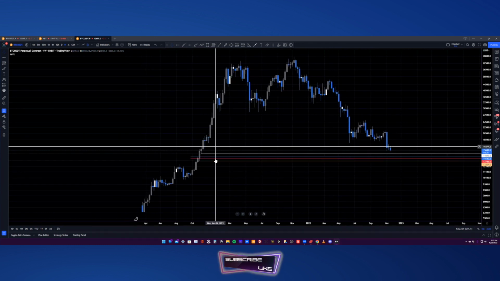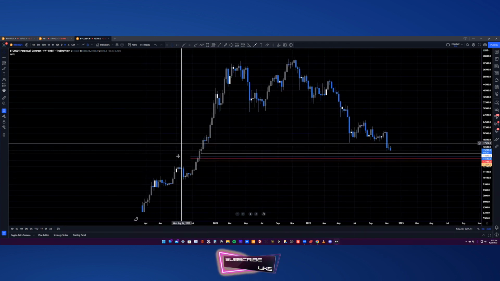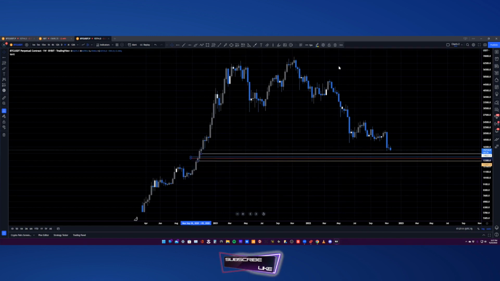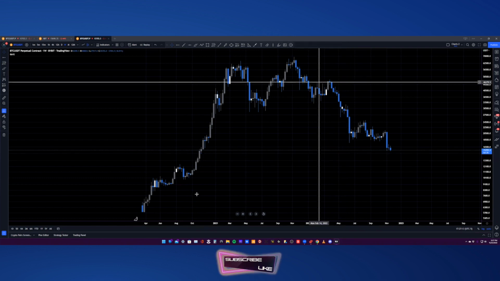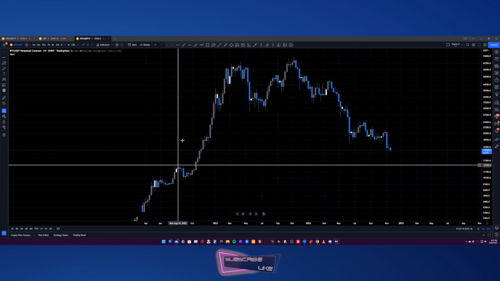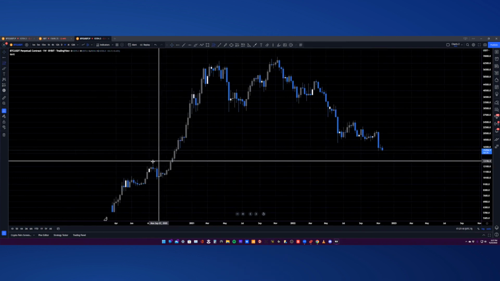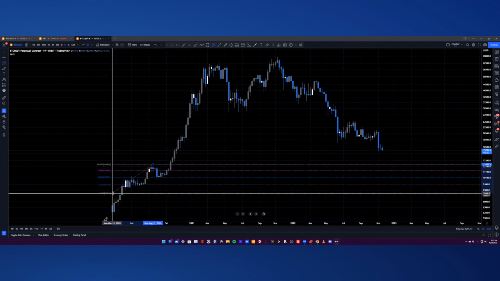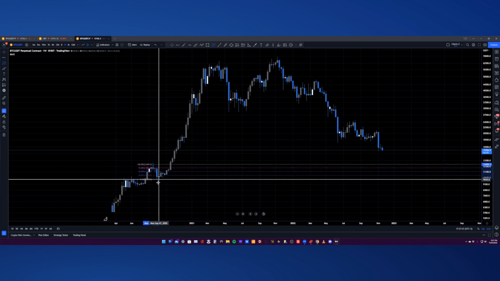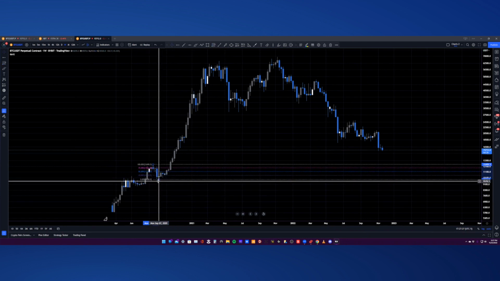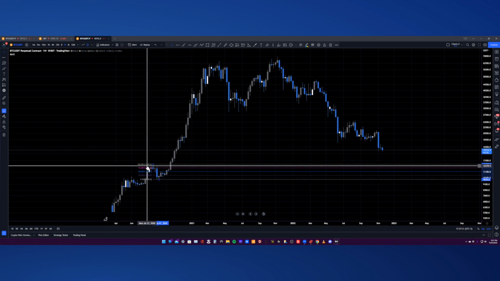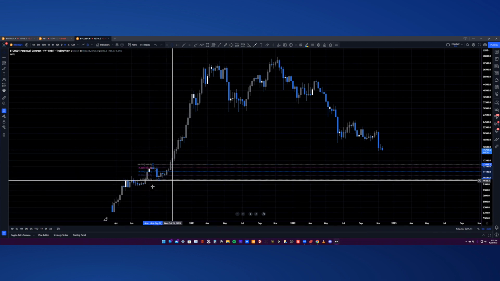Now, what I'm going to do is erase those for now. Let me just make them vanish. And then we see this as an important high in the past, right? And then we see this as the important low in the past. That's 12,499, and this is 9,038.